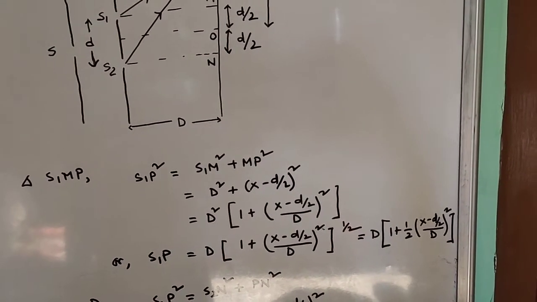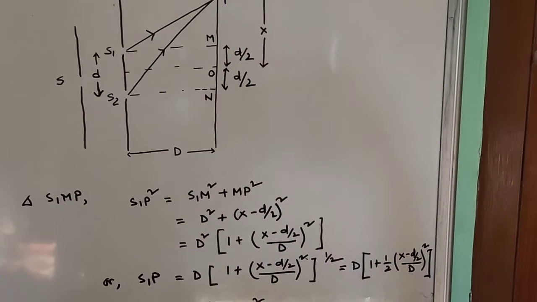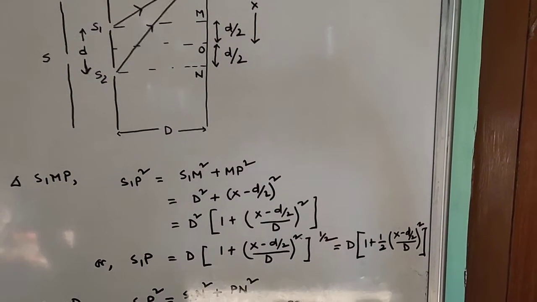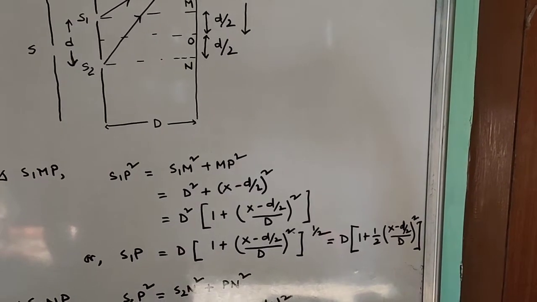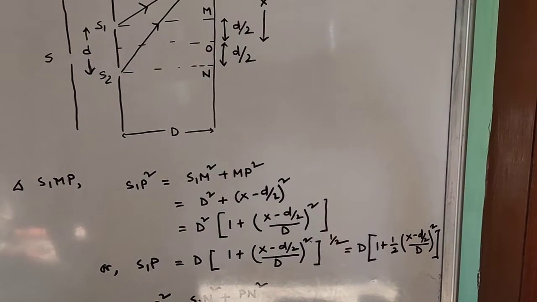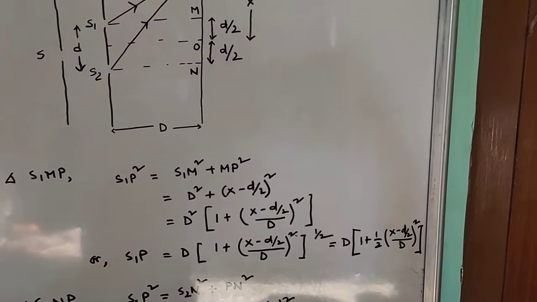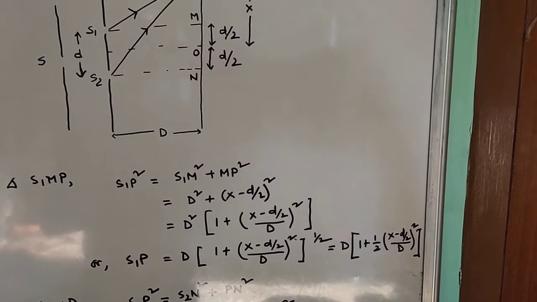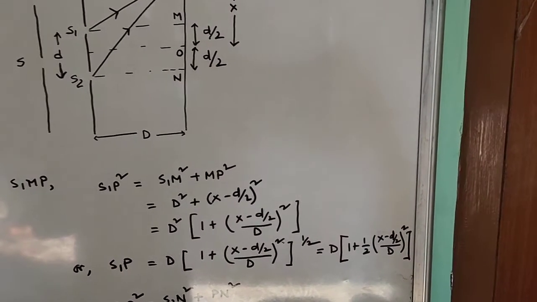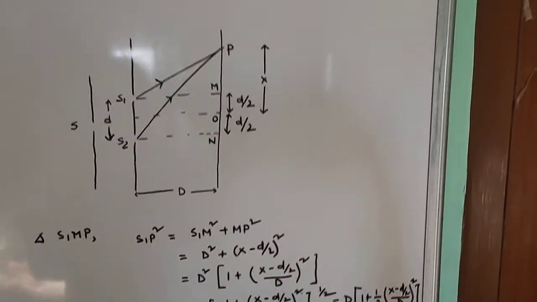Now x minus d by 2 is smaller compared to capital D, as you have seen from the figure. So you can apply binomial expansion, considering the terminating terms. So it's (1 plus x) to the power n. If x is very less than 1, then it comes out to be 1 plus nx. So n is your half, and x whole thing is your ((x minus d by 2) by capital D) whole square. So it comes out D within bracket 1 plus half ((x minus d by 2) divided by capital D) whole square. So we have got S1P.